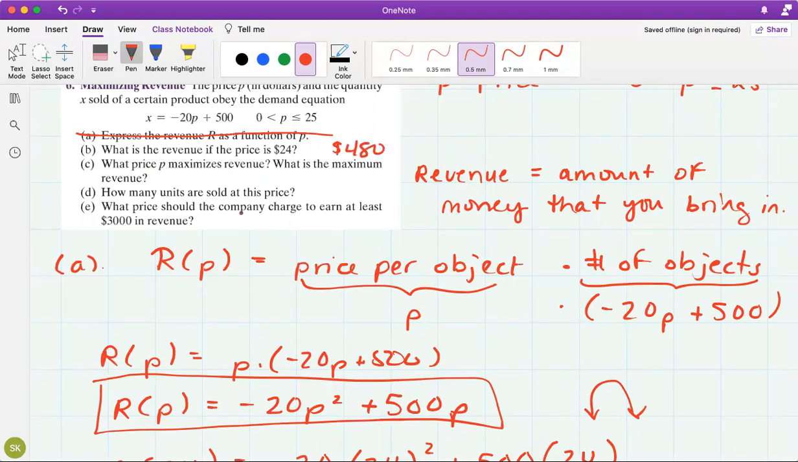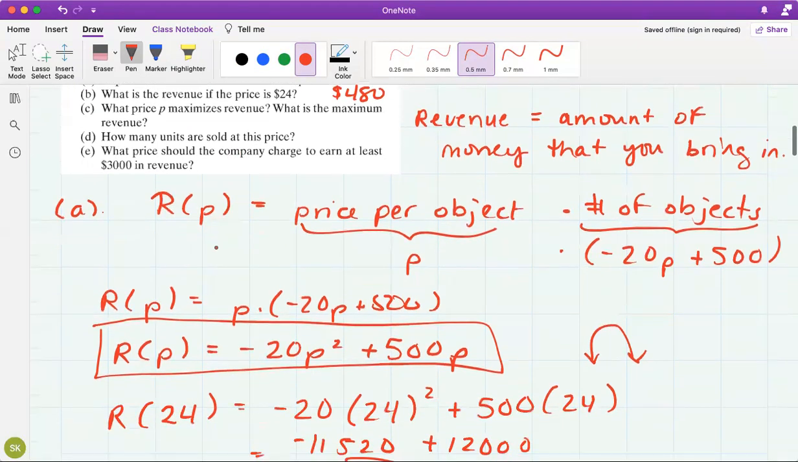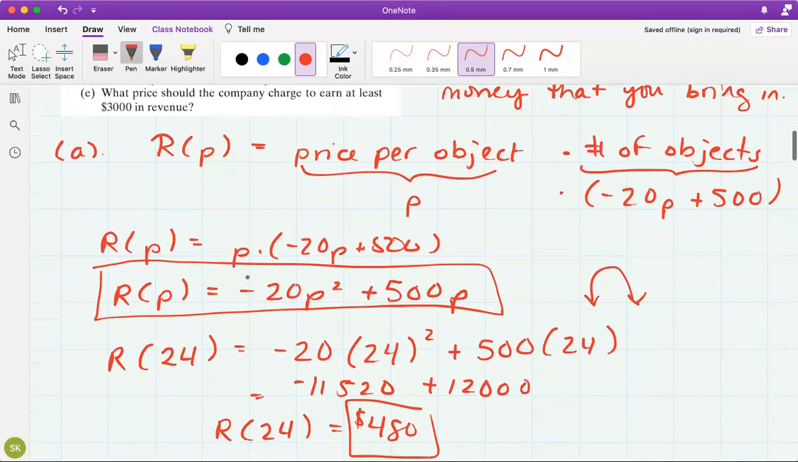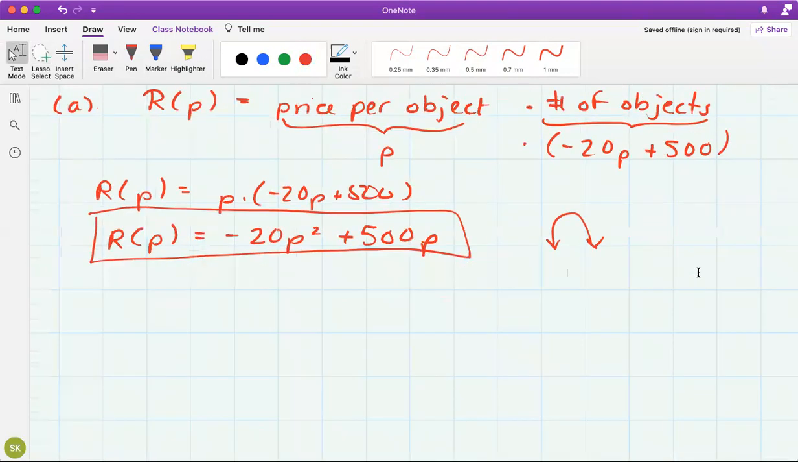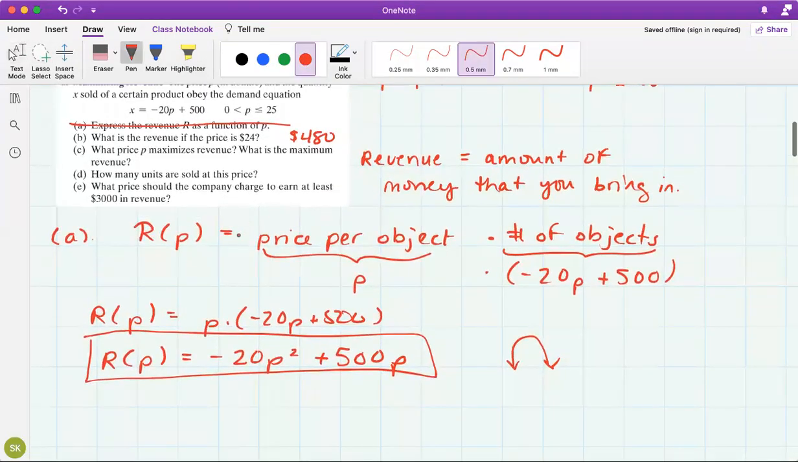What price P maximizes the revenue? What is the maximum revenue? Okay, so here is our revenue equation. Let me erase this, and let me zoom out a little bit so we can see the problem. So this is a parabola, and we want to find the p-value that we are at the top of the parabola. So we're maximizing the revenue, so we're at the highest point. So that's the same thing as finding the vertex. So part C is asking you to find the vertex.